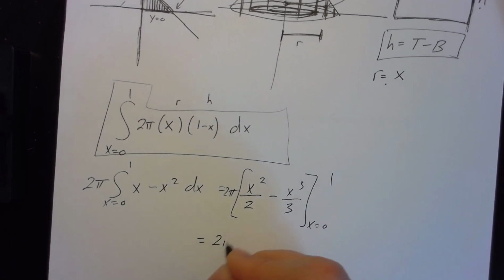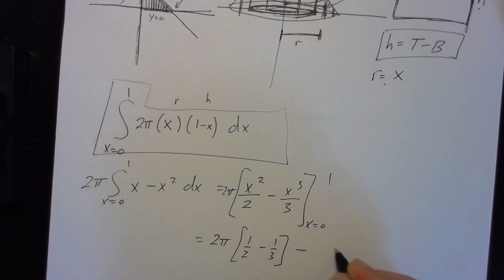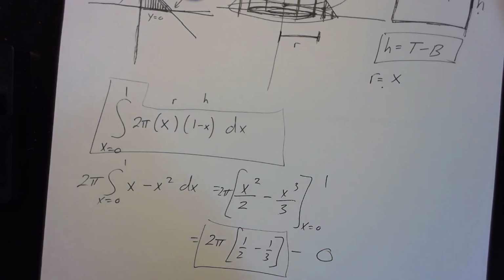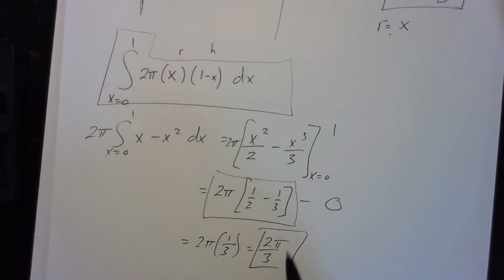Plugging in 1 will end up with 2 pi times 1/2 minus 1/3 minus, and again I'm emphasizing the fact that when I plug in 0, I still get back 0. So whatever this happens to be, which ends up being 2 pi multiplied by, let's see, we get 3 minus 2, so 1 over 3, which is 2 pi over 3. Actually, I'm sorry. This would end up being 6. Yes, 3 over 6, 2 over 6, so 1/6. So it ends up being pi over 3.